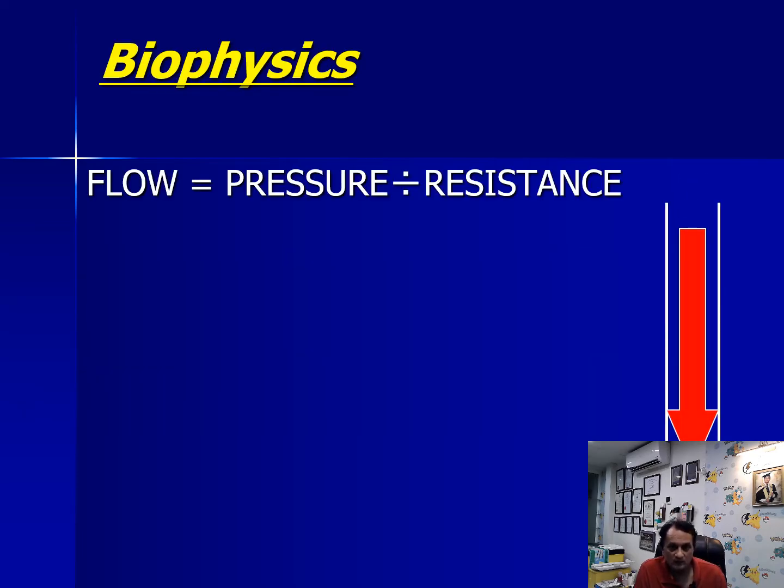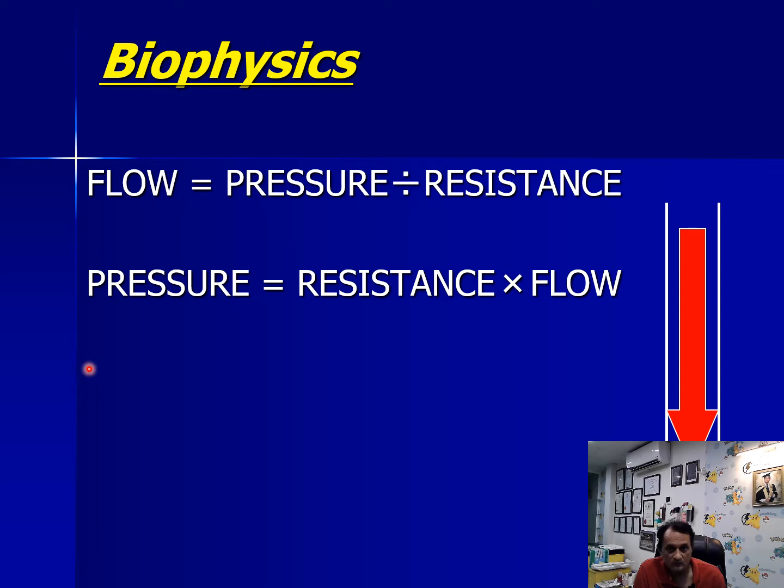So according to physics, as we discussed, the flow depends on the pressure gradient, and it is inversely proportional to the resistance in any tube. And if we rearrange this equation, the pressure is directly equivalent to resistance and also depends on the flow. So basically, resistance is the SVR, and flow is the cardiac output, and this is the mean arterial pressure in any patient. So this is how it comes.